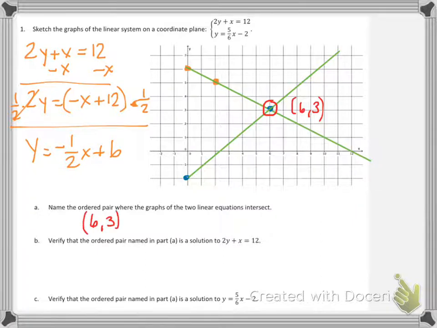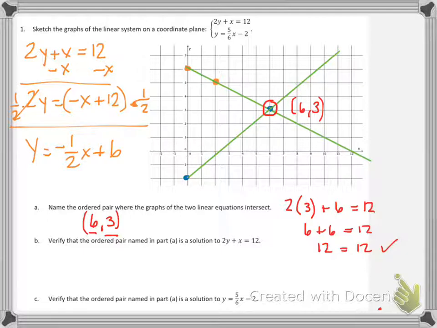That's 6, 3. And then verify that the ordered pair named in part A is a solution to 2y plus x equals 12. Well, I'm going to take that equation and plug in my x and my y values. So 2 times y, well, y is a 3, plus x is a 6, equals 12. And we're just going to see if that's true. 2 times 3, that's 6, plus 6 equals 12. And yes, 12 is equal to 12. So yes, it is a solution to the first equation.